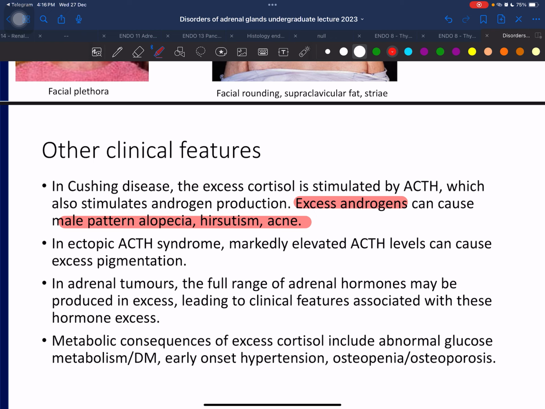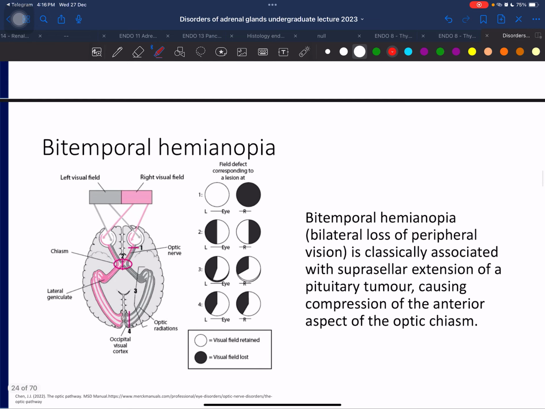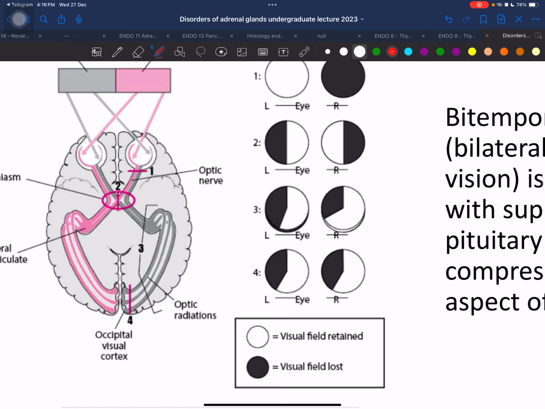Bitemporal hemianopia, have you heard of this before? Basically, when the pituitary tumor is too big, it compresses on the optic chiasm, which is over here. It characteristically causes vision loss in this manner. So we call it bitemporal hemianopia, which can be seen in certain cases of Cushing's disease. Not all, it depends on the size, the suprasellar extension and things like that, but this is one of the things. Now we go on to investigations.